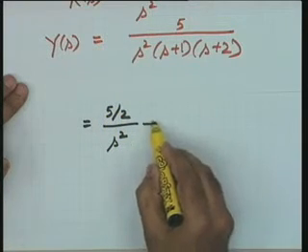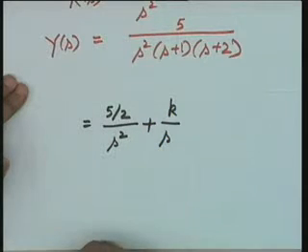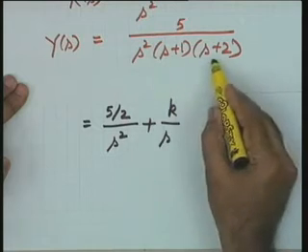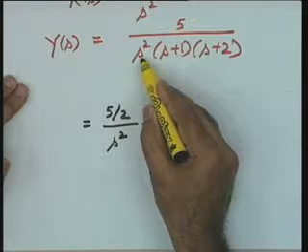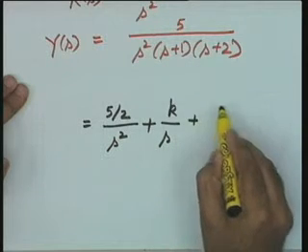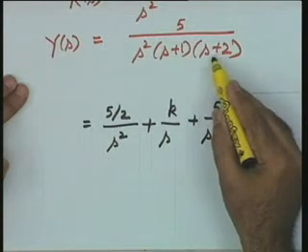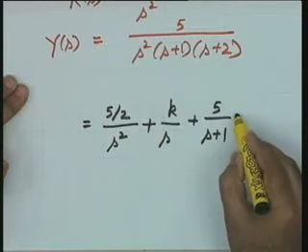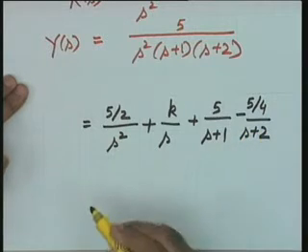The other terms are going to be plus, let me take some constant k over s. This k I am going to determine, but let me proceed further. The next I take is at s plus 1. So, let me substitute s is equal to -1, s is equal to -1 gives me 1 here. So, it is going to be plus 5 over s plus 1, and the last term please, s is equal to -2, 4 and a minus sign here. So, it is minus 5 by 4 over s plus 2.